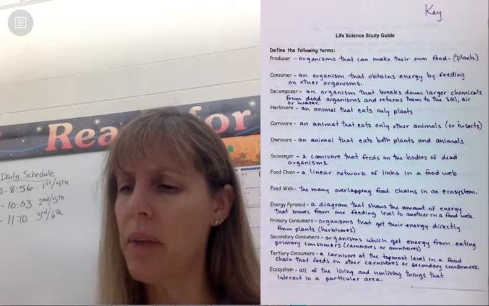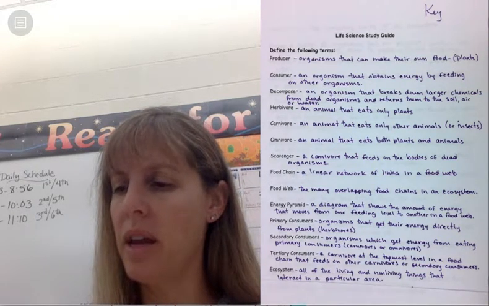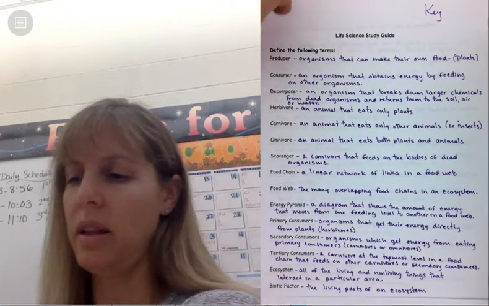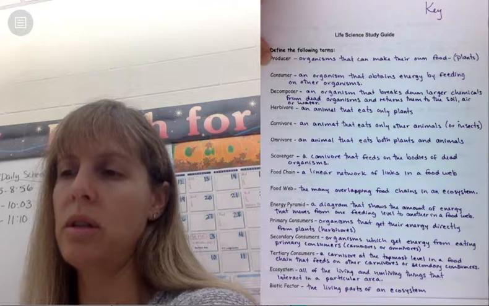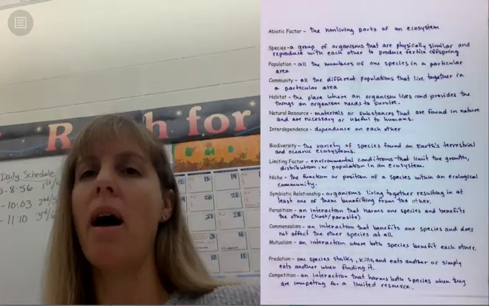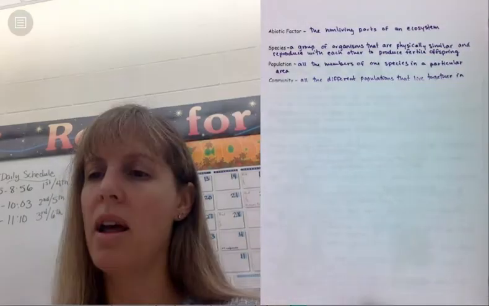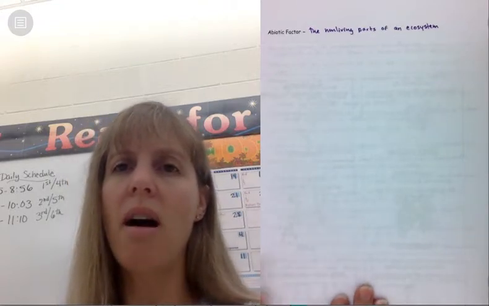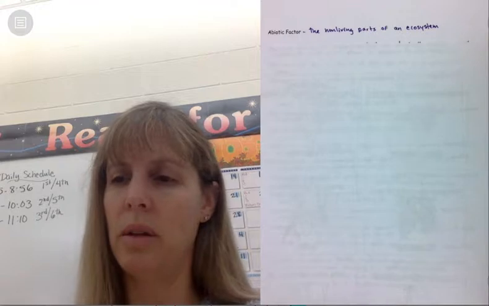An ecosystem is all of the living and non-living things that interact in a particular area, and a biotic factor is the living parts of an ecosystem. Remember, biotic means living, abiotic means not living, right? So we'll start with the next page. An abiotic factor is the non-living parts of an ecosystem.